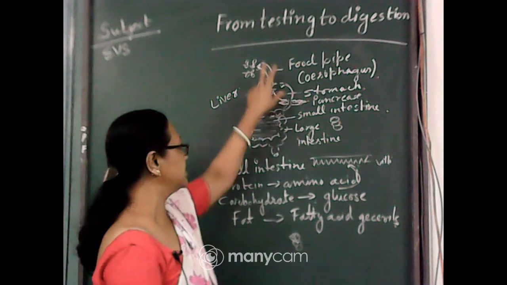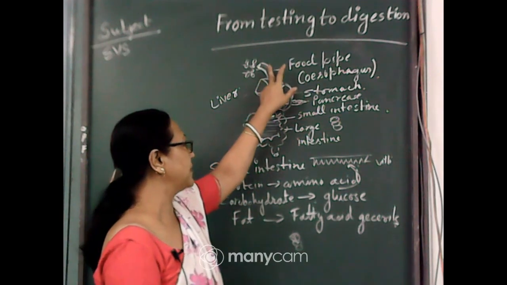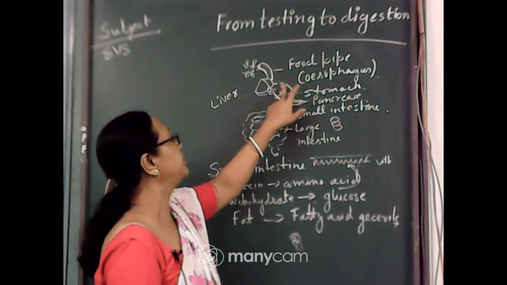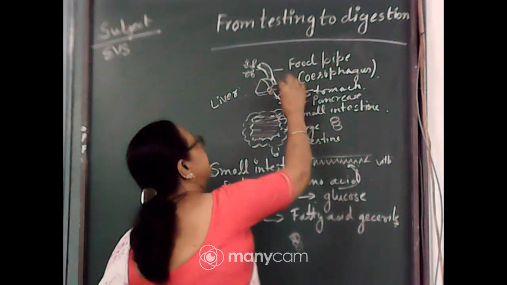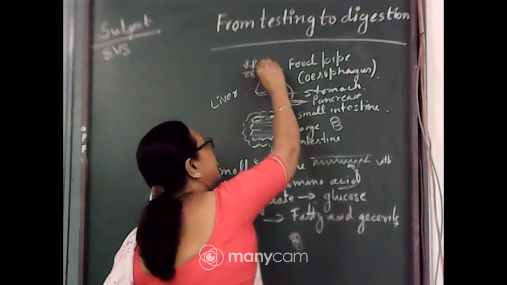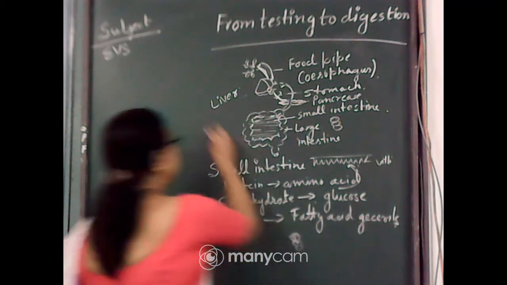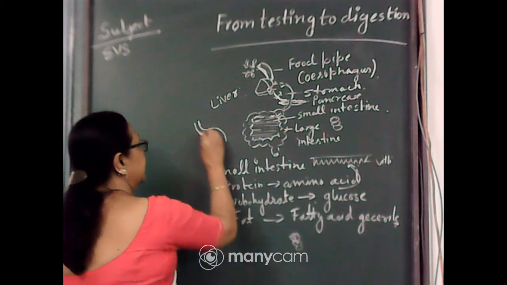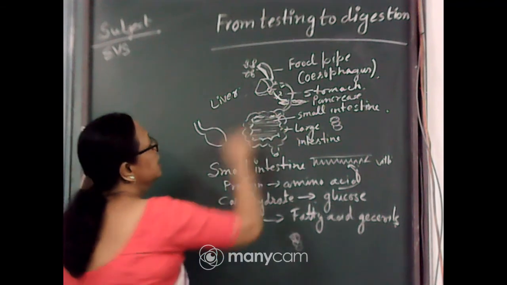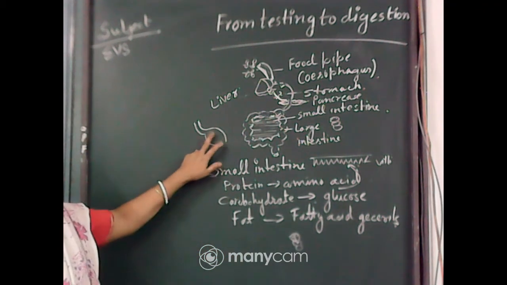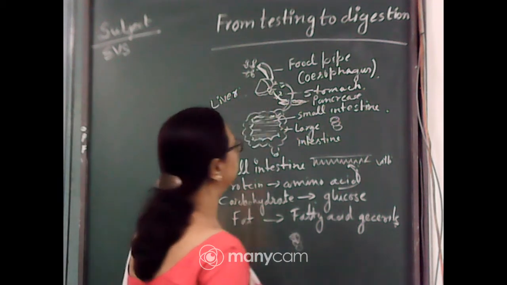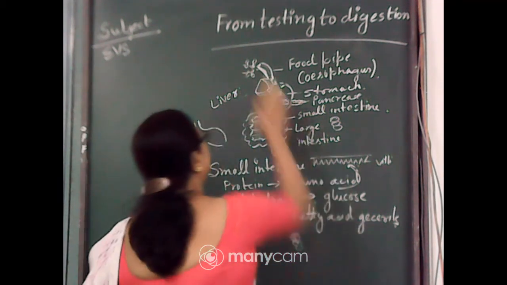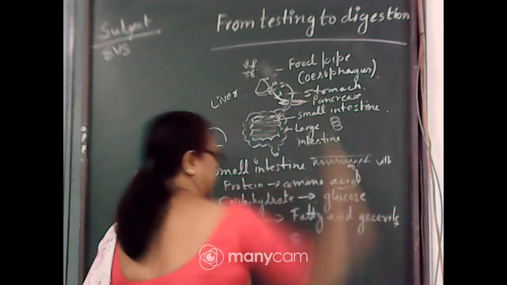So the food comes down slowly through the food pipe to the stomach, and the stomach is J shaped. This is its structure, that's why it is called the J shaped stomach. From the food pipe the food comes to the stomach.